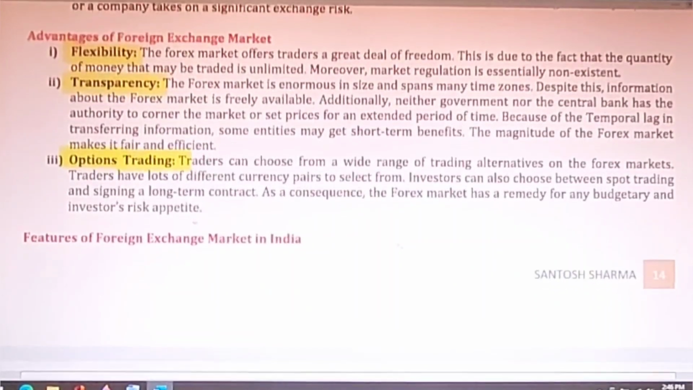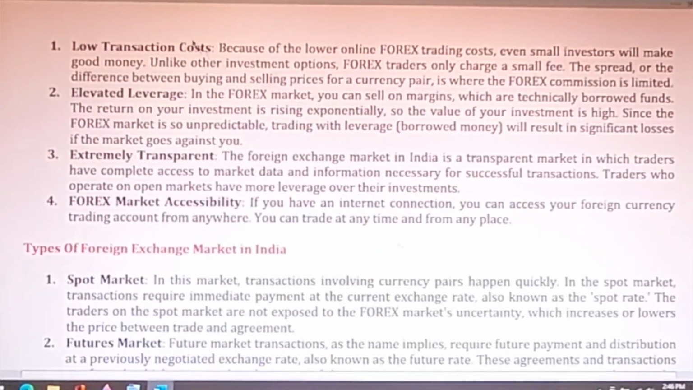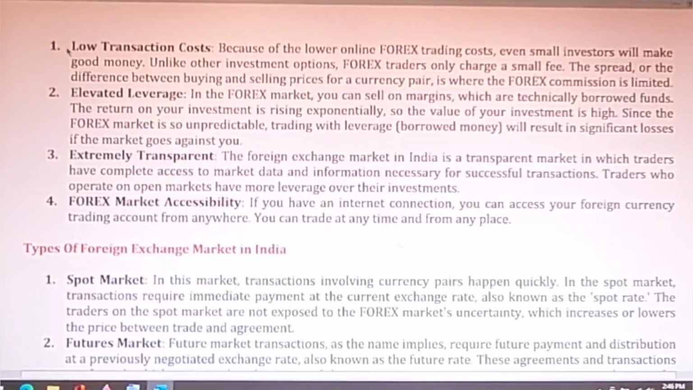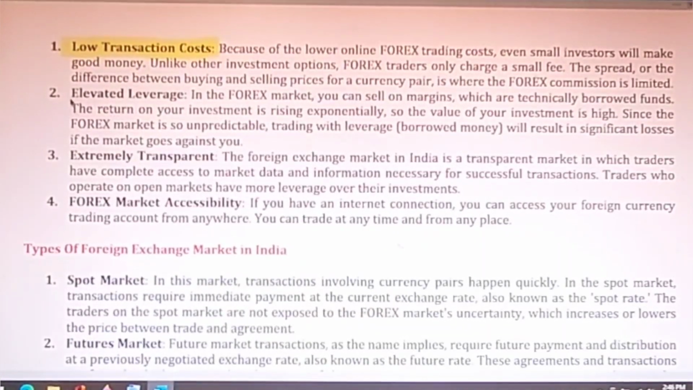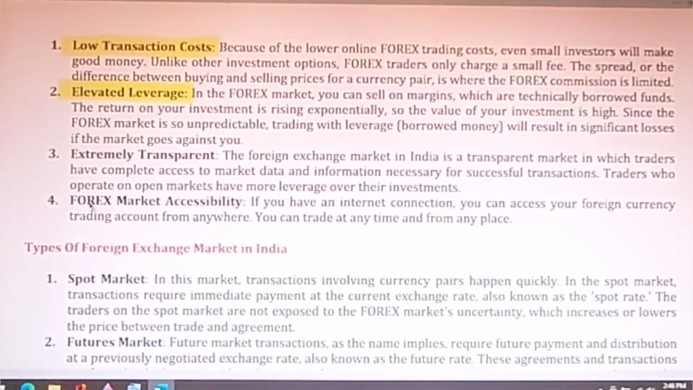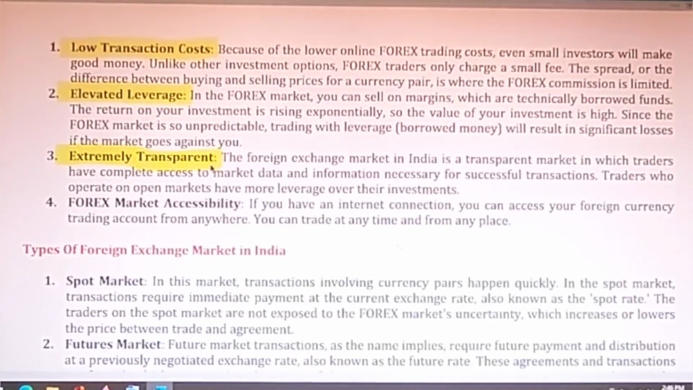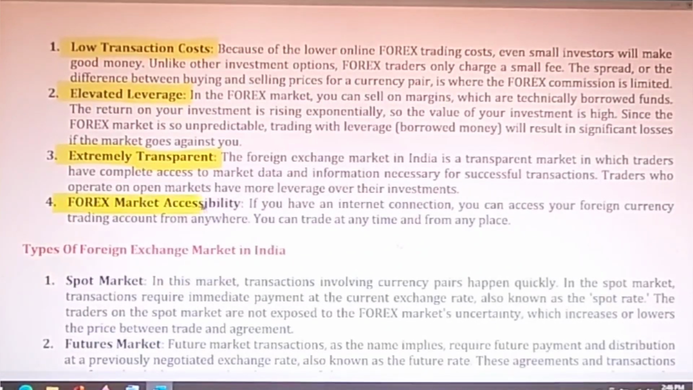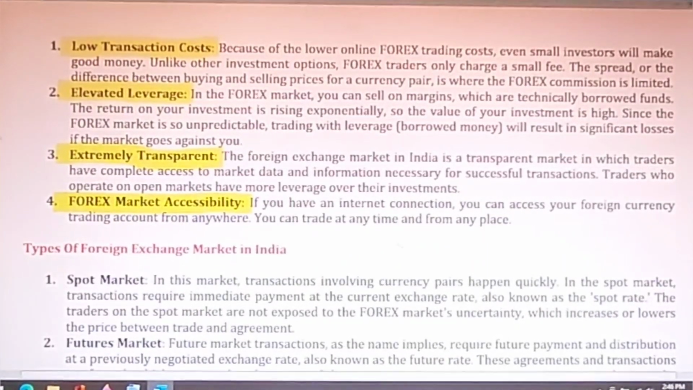And let's see what are the features of forex market in India. I have written here four features. The first one is low transaction costs, right? And elevated leverages, and the third one is an extremely transparent system in India. And forex market accessibility. So these are the main four features of the foreign exchange market in India.